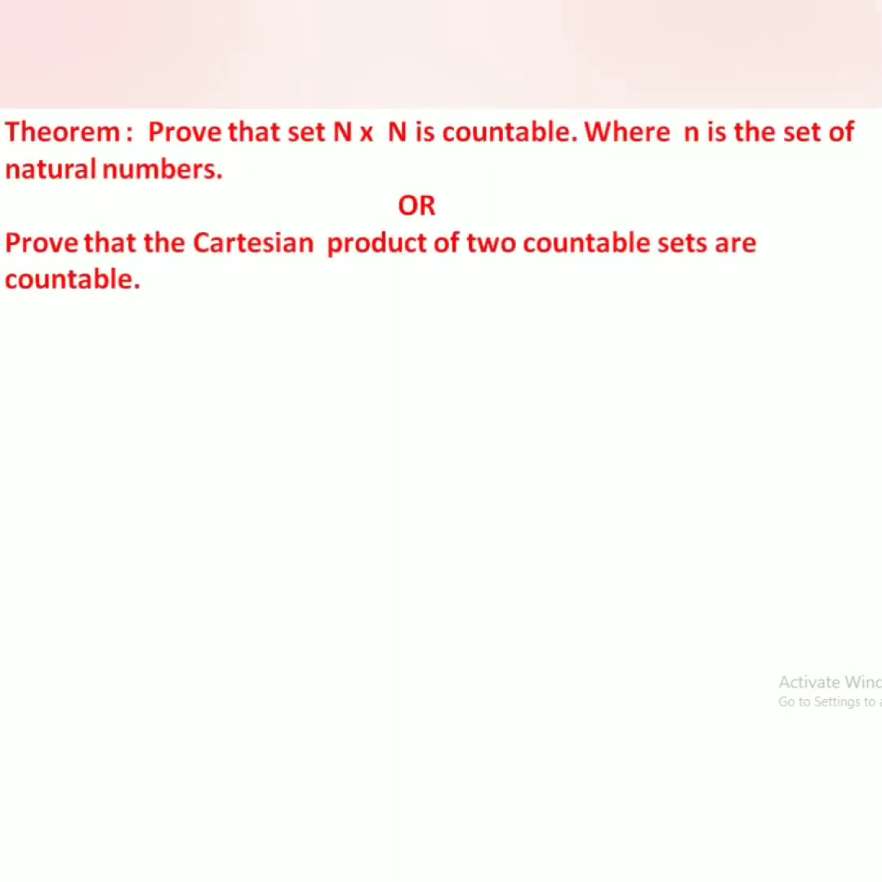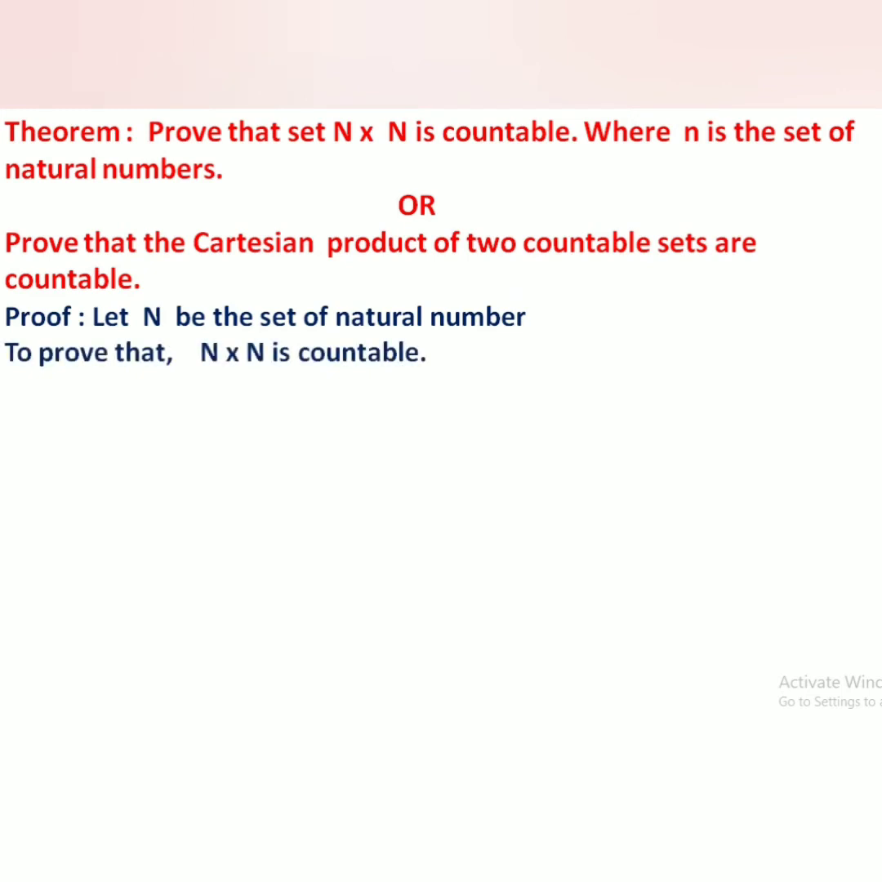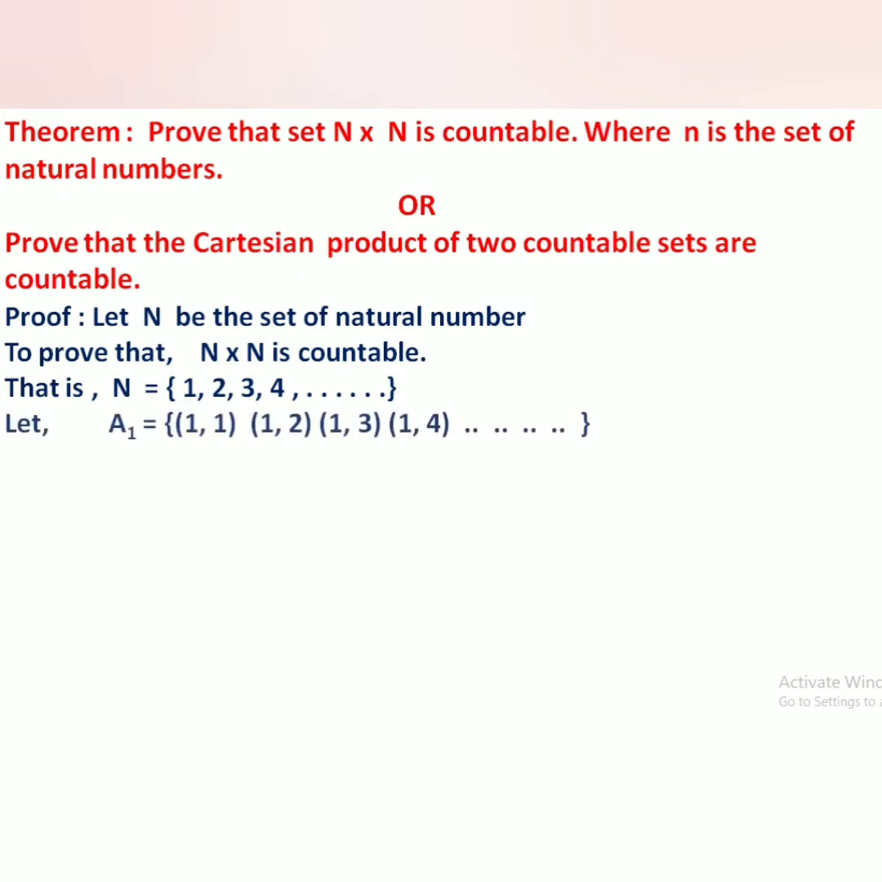Next, go for another theorem. Prove that the set N cross N is countable, where N is the set of natural numbers. Prove that the Cartesian product of countable sets is countable. In other words, let N be the set of natural numbers. To prove that N cross N is countable, that is, N is the set of numbers containing 1, 2, 3, 4 and so on.